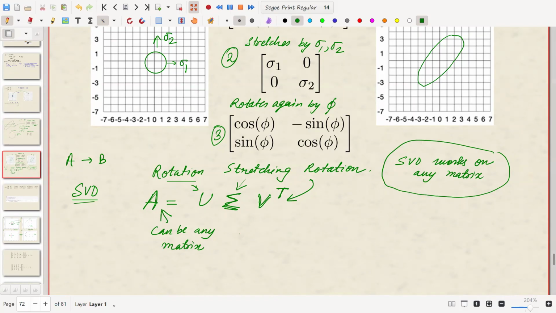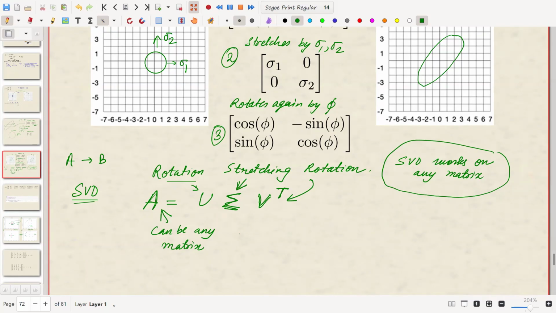Then sigma is the diagonal matrix that will do the stretching for you, or maybe we can say scaling. To avoid just saying stretching, we can use scaling, because scaling involves both stretching and shrinking. Sometimes if sigma 1 is less than 1, it will shrink. If sigma 1 is greater than 1, it will stretch. So this is the stretching matrix or scaling matrix sigma.